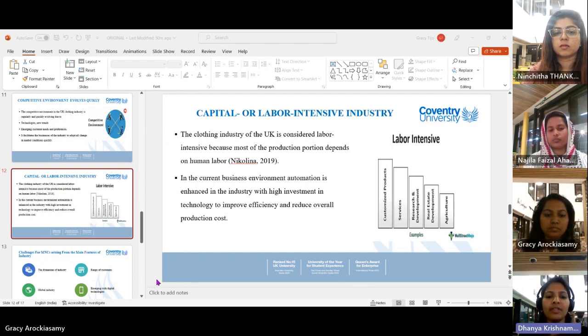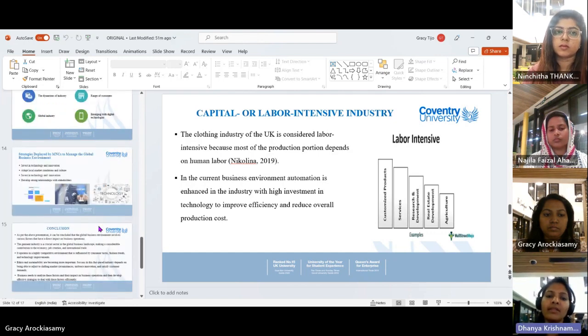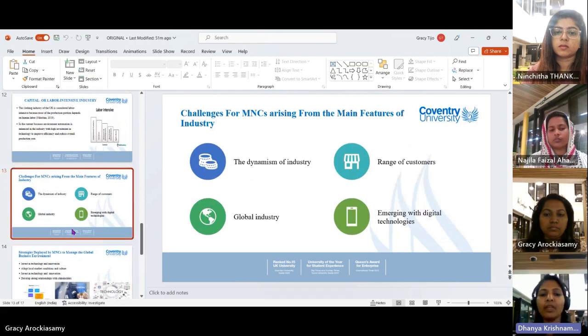All these MNCs are facing various challenges that affect overall business performance and effectiveness. The managers of MNCs need to analyze these challenges to develop effective strategies to lead the industry towards growth and development. Some features of the clothing industry and their challenges for MNCs are explained below. First one, the dynamics of industry.